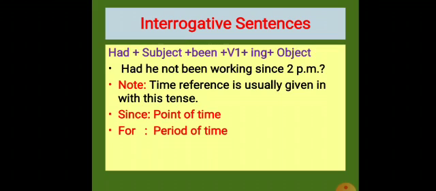Now time reference is usually given as I've already told, and since is used for the point of time and for is used for the period of time. When point of time is given, then we use since, and when period of time is given, then we use for.